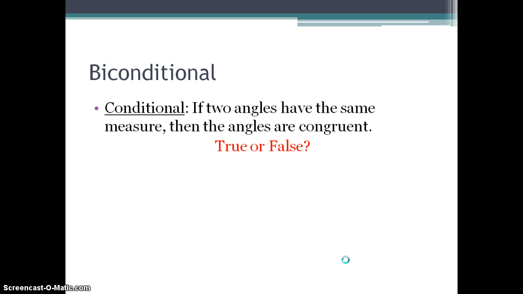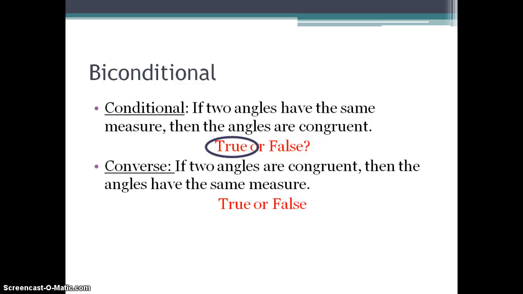I'm given the conditional. If two angles have the same measure, then the angles are congruent. Is this true or false? This statement is true. So now let's look at the converse. If two angles are congruent, then the angles have the same measure. Is this true or false? This is also true. So since the conditional and the converse are both true, I can now write a biconditional.